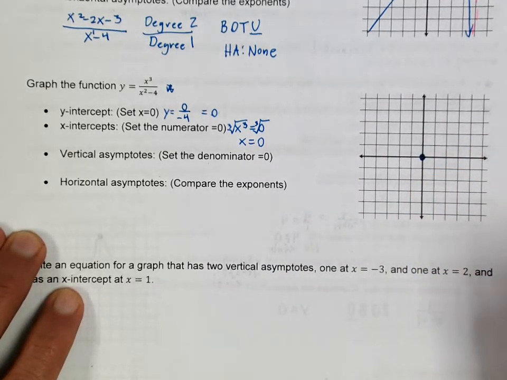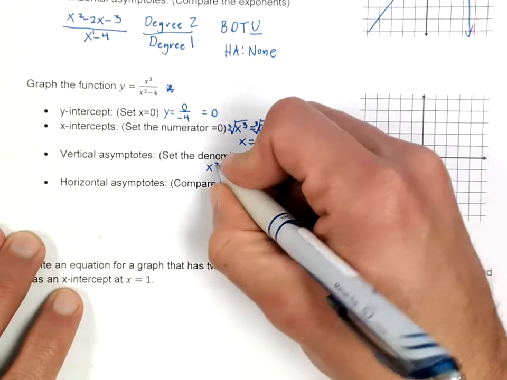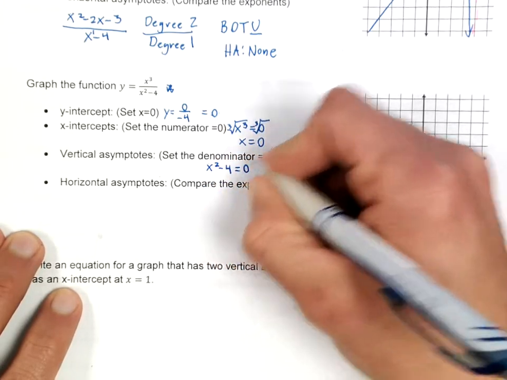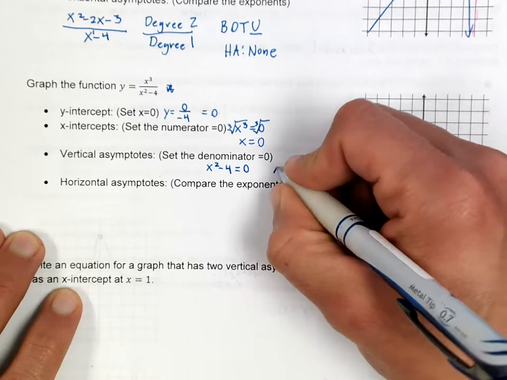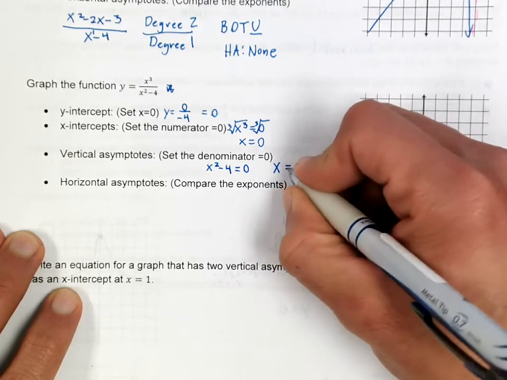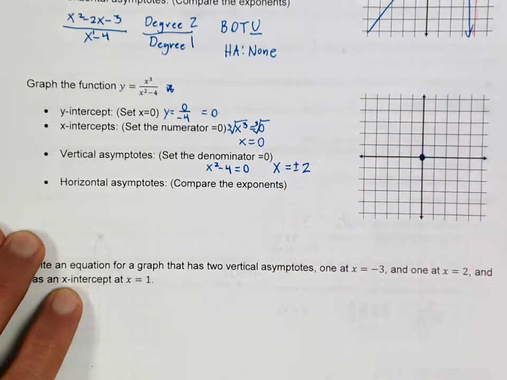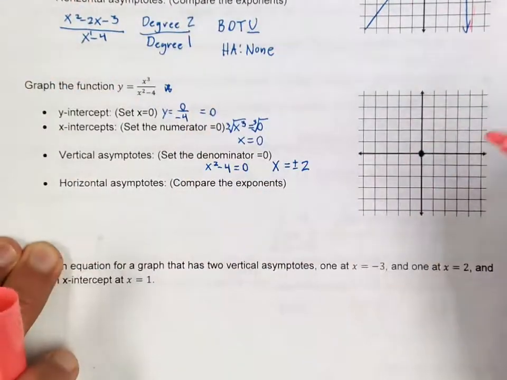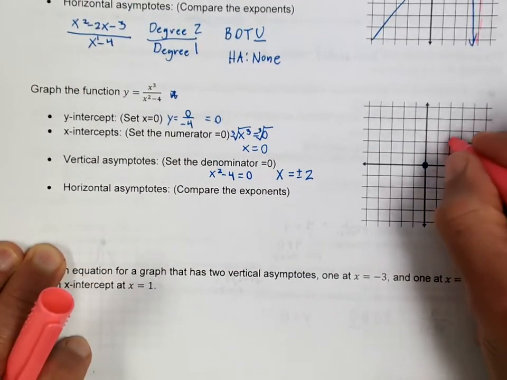While in the vertical asymptote, we're going to set the denominator equal to 0, so we have x squared minus 4 is equal to 0. And hopefully do the same thing, add the 4, take the square root, you're going to get plus or minus 2. Okay, so let's go ahead and do that. So we have plus or minus 2.